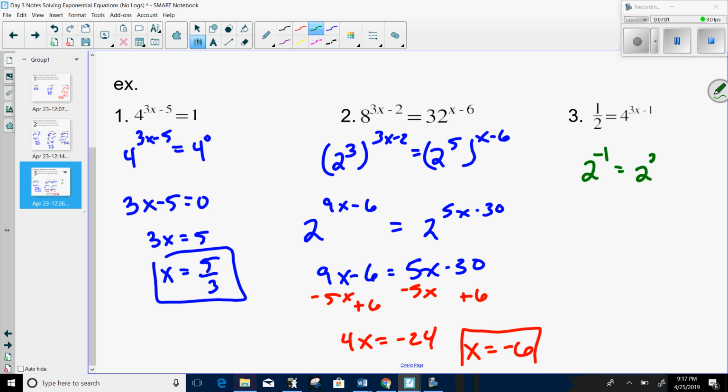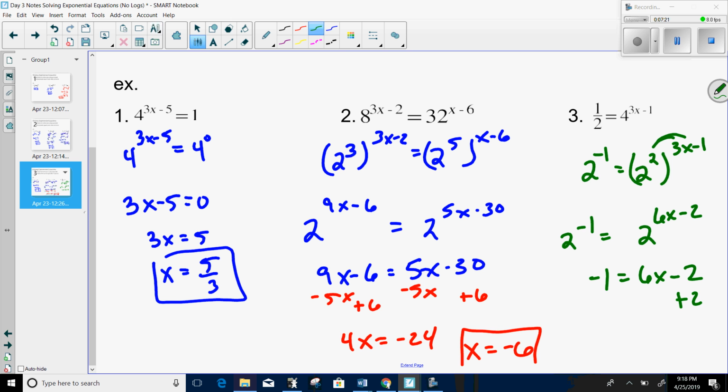And then I can rewrite 4 as 2 squared raised to the 3x minus 1. Distribute the 2 into the 3x minus 1 there, and I get 2 to the negative 1st equals 2 raised to the 6x minus 2. Bases are the same, so set exponents equal to each other. Add the 2 over. I get 1 equals 6x. Divide by 6, and I'm going to get x equals 1/6. And that is how you solve exponential equations using the same bases.